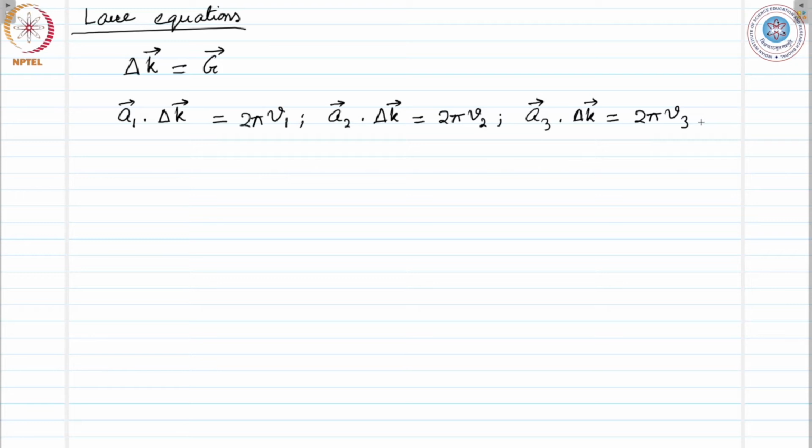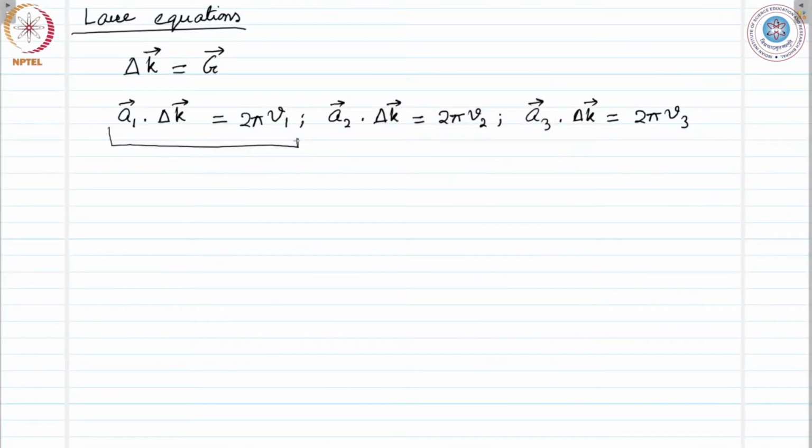And these equations have a simple geometric interpretation. The first equation, that is this one, tells us that delta k lies on one cone about the direction of a1. Similarly, the second one tells that delta k lies on a cone about the direction of a2. Third one says similarly that delta k lies on a cone about a3.